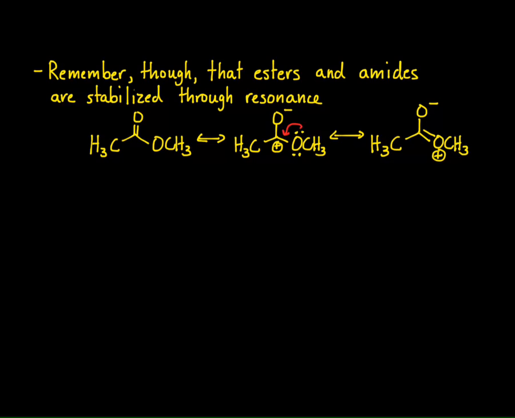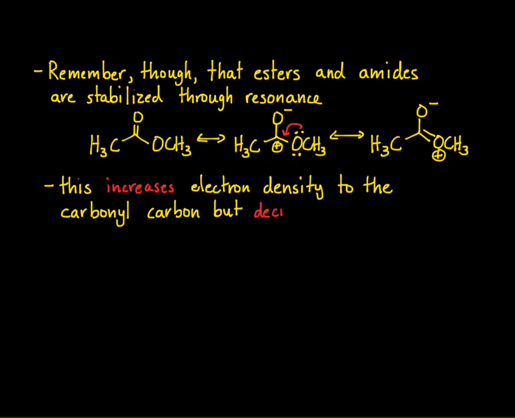Now, what does this do to the acidic nature of esters and amides relative to that of ketones and aldehydes? Since it increases electron density to the carbonyl carbon, it's going to decrease the acidity, because remember, acidity can be increased by withdrawing electron density away from that carbon. In this case, we're donating electron density, so we're actually decreasing acidity. We can show this by looking at a series of simple aldehydes, ketones, esters, and amides.